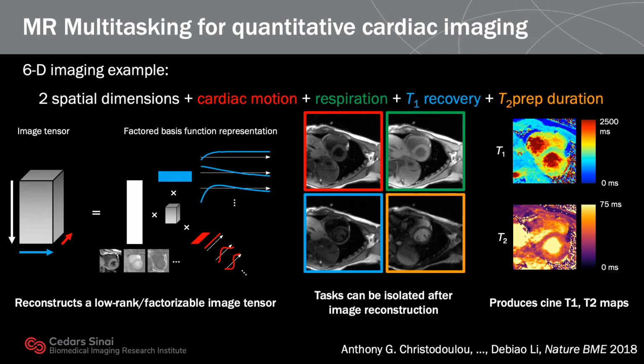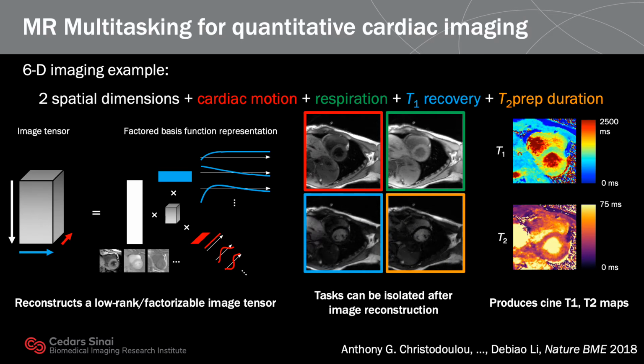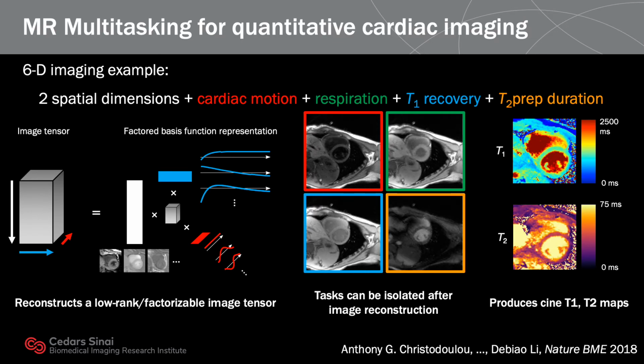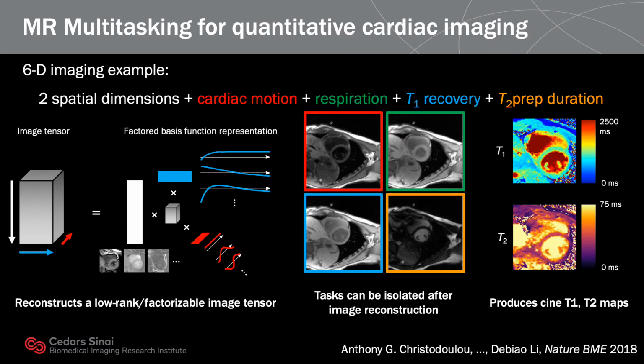Multitasking is a multidimensional imaging approach that allows motion-resolved quantitative imaging without the need for ECG or breath hold. It addresses the high dimensionality challenge using a low-rank tensor model to capture the correlation between images. This reduces the degree of freedom, allowing efficient multidimensional image acquisition and reconstruction.